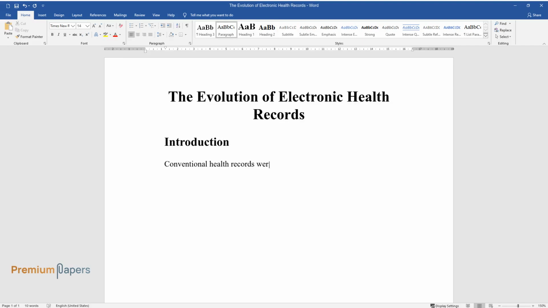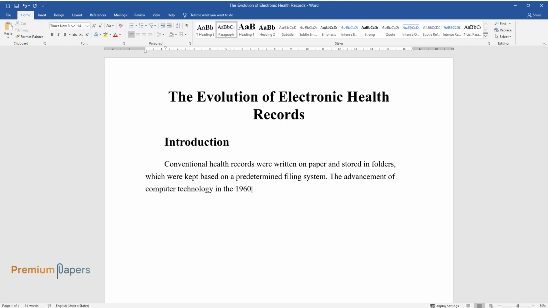Conventional health records were written on paper and stored in folders, which were kept based on a predetermined filing system. The advancement of computer technology in the 1960s laid the foundation for the creation of electronic health records, EHRs, which have revolutionized the healthcare system.